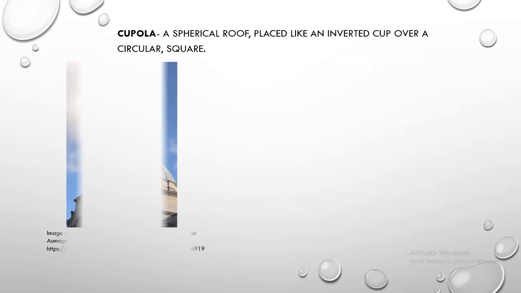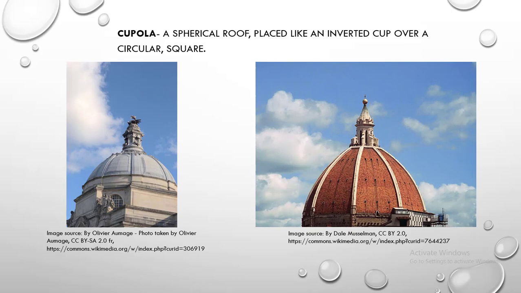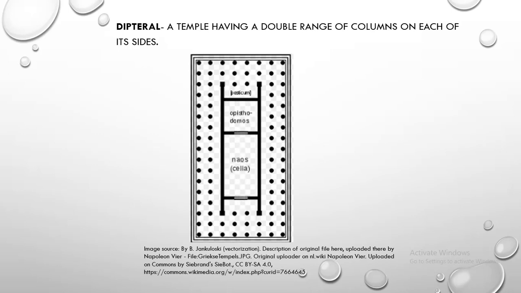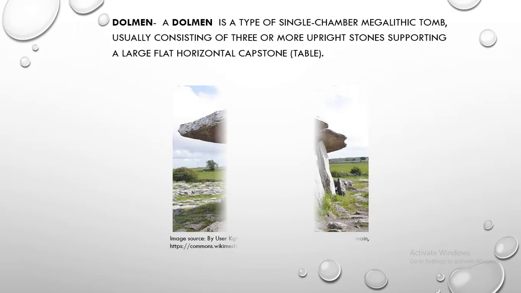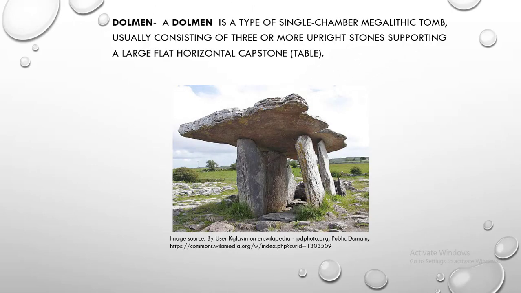Cupola. Cupola is a spherical roof, placed like an inverted cup over a circular or square space. Dipteral. Dipteral is a temple having a double range of columns on each of its sides. Dolmen. A dolmen is a type of single-chamber megalithic tomb, usually consisting of three or more upright stones supporting a large flat horizontal capstone or table.